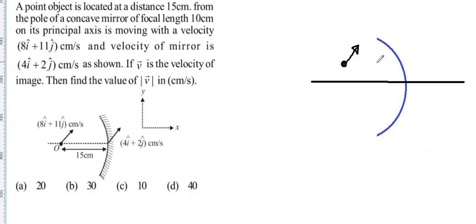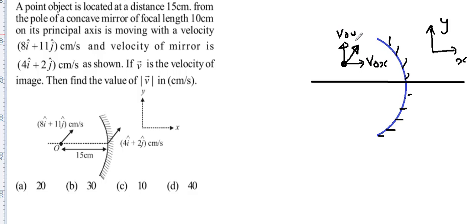Now consider the third case. There is a concave mirror and an object is moving like this. Now you can take this as the x-axis and this as the y-axis, where the x-axis is parallel to the principal axis and the y-axis is perpendicular to the principal axis, and we are considering that the object is very close to the principal axis. Then the object has two velocities, one in the x direction and one in the y direction.